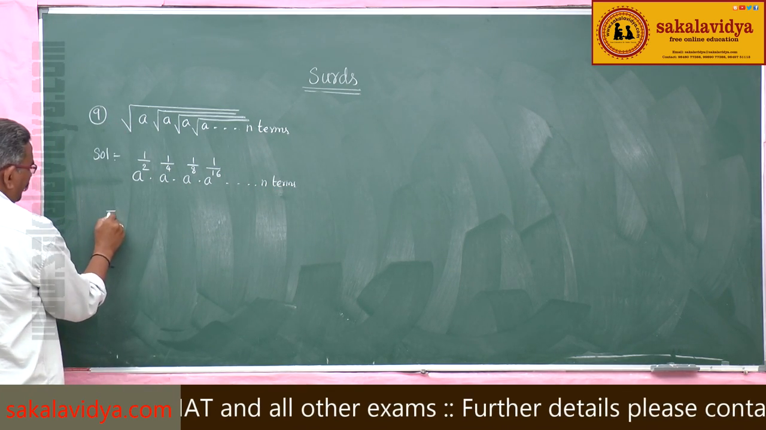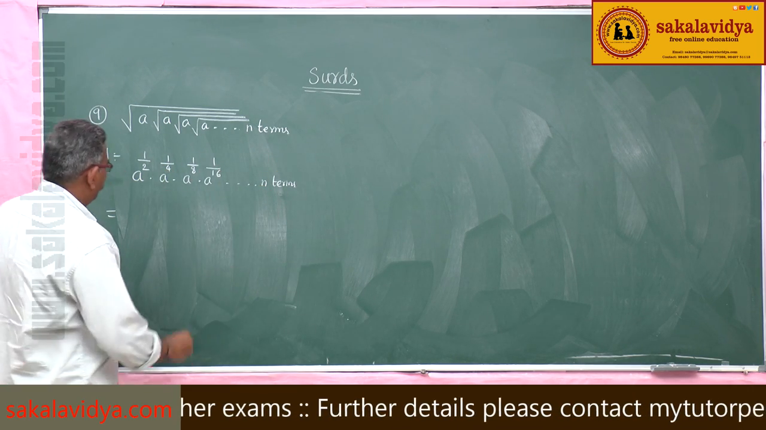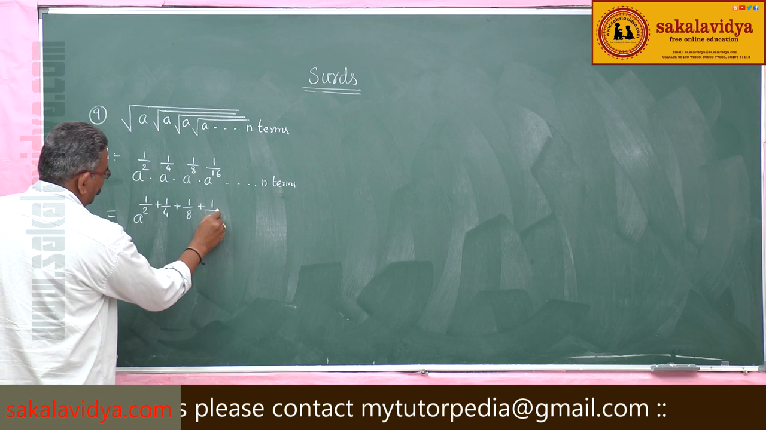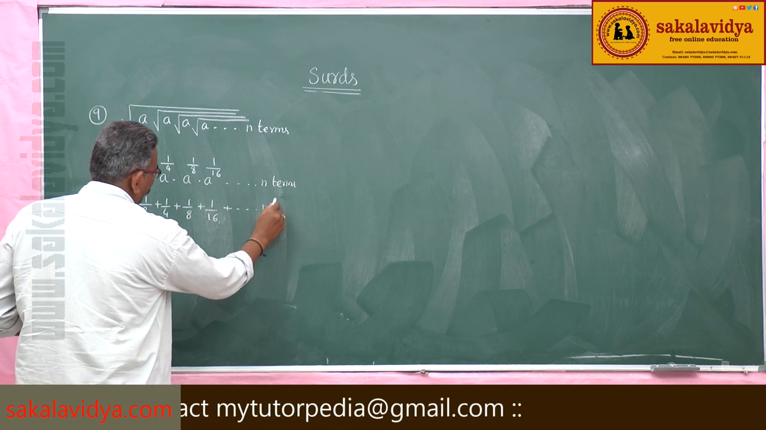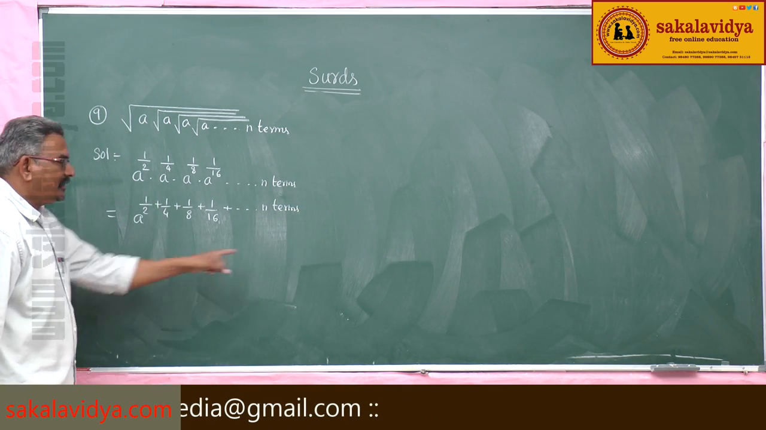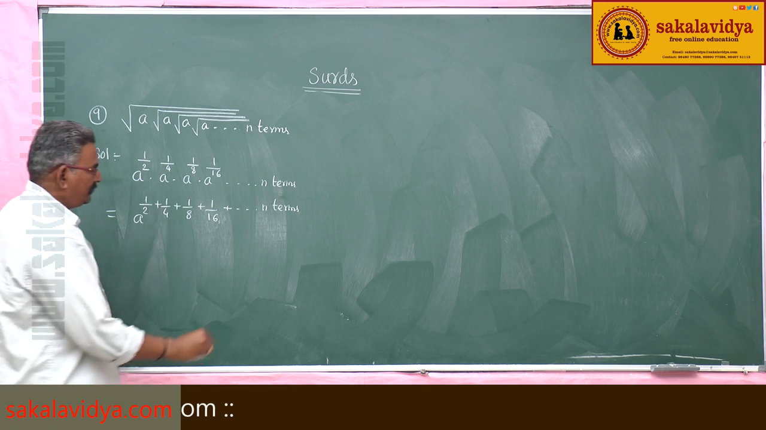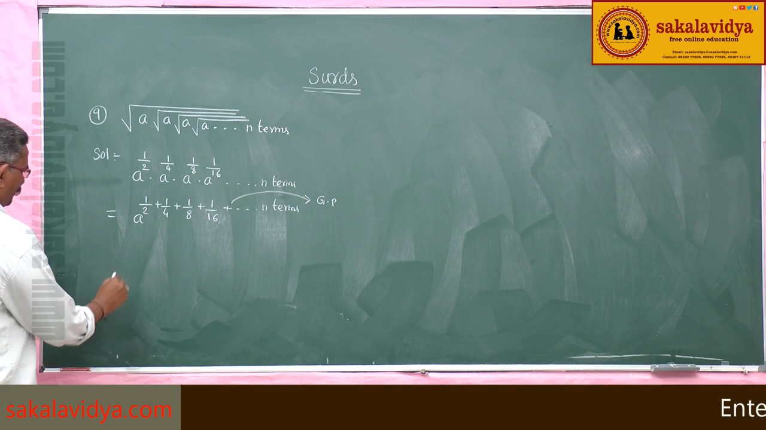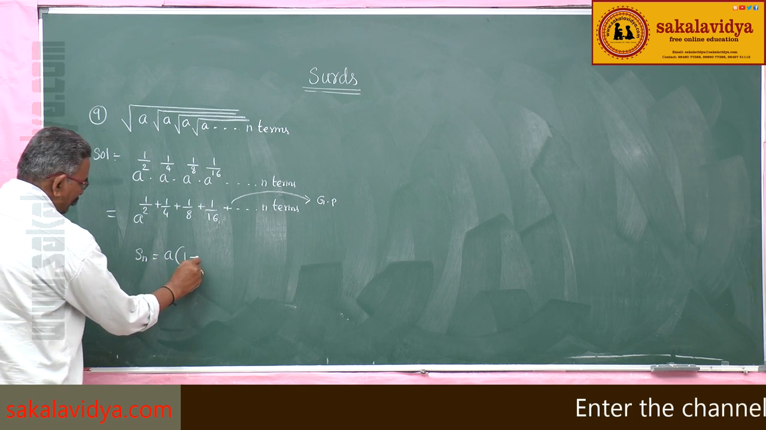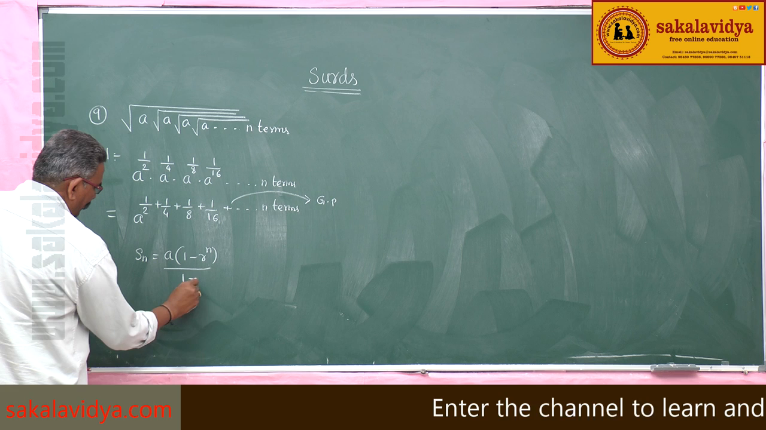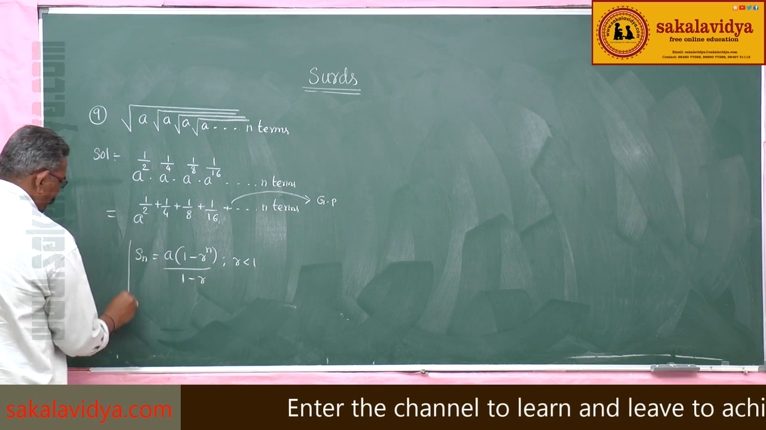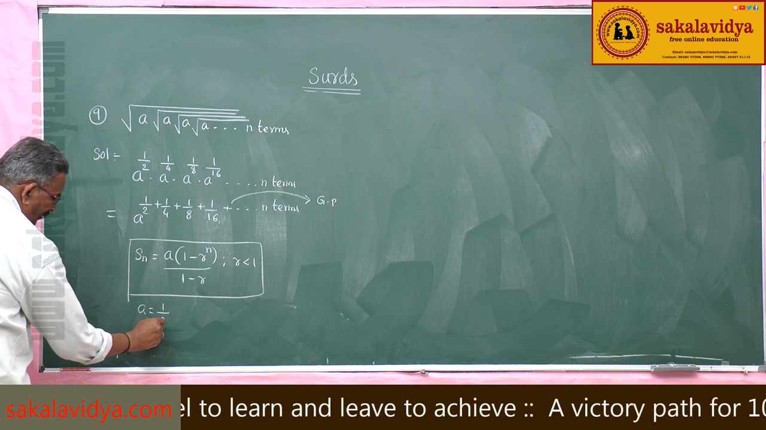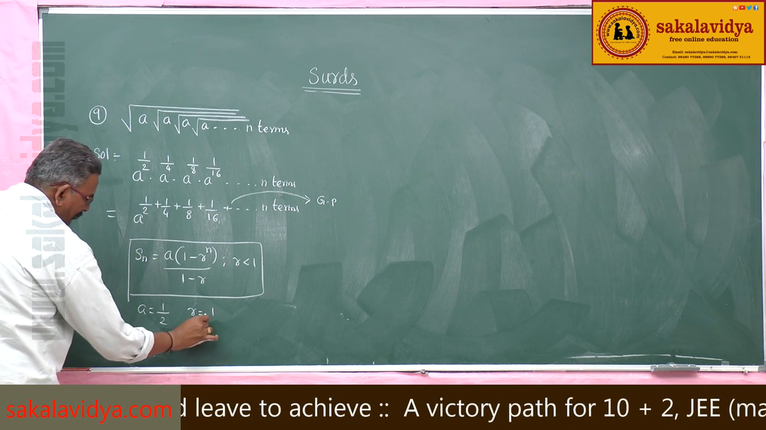So this can be written, bases are equal, so exponents are added: a to the power of 1 by 2 plus 1 by 4 plus 1 by 8 plus 1 by 16 dash dash n terms. If you observe, this series is a geometric progression. We know in geometric progression, sum to n terms formula is a into 1 minus r to the power of n by 1 minus r, where r less than 1. Here the first term is 1 by 2, r is the common ratio, 1 by 4 by 1 by 2, that will be 1 by 2.